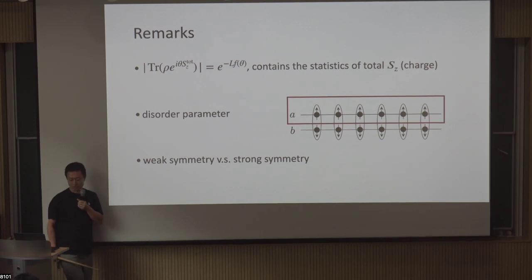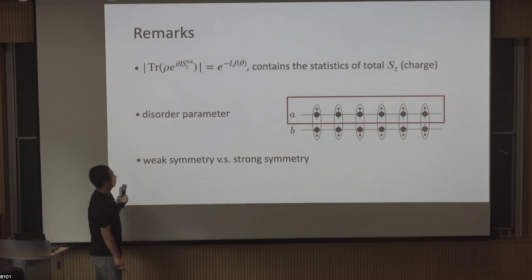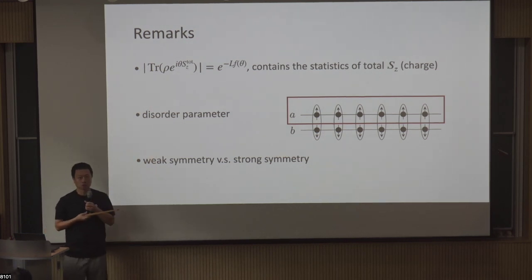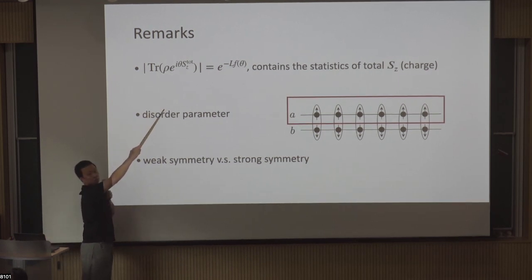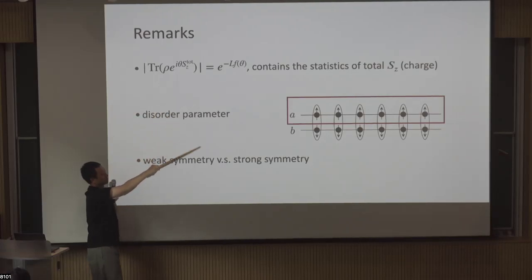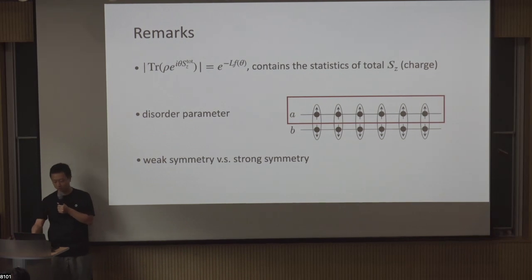The third comment is, if you are a fan of strong and weak symmetry, our quantity measures the difference between strong and weak symmetry. Because if it's strongly symmetric, it will always be 1. But for weak symmetry, it's not 1, it's a nontrivial function, and our prediction is that there's some non-triviality in that function.